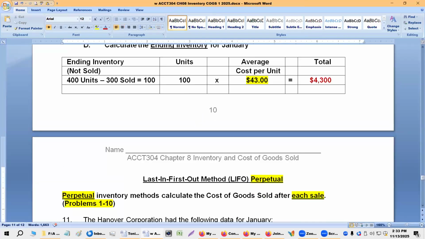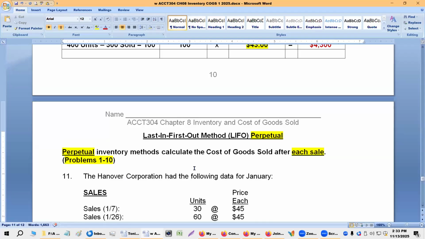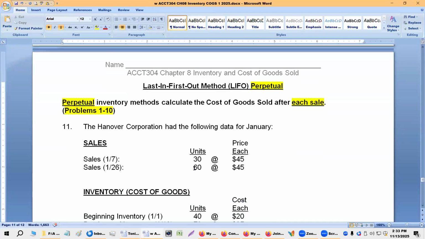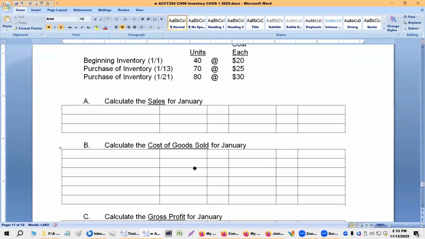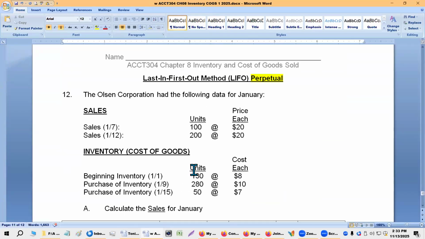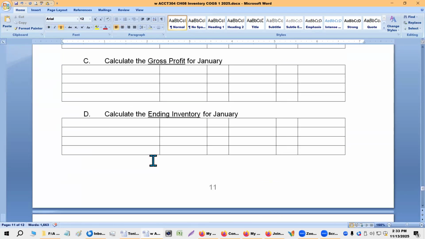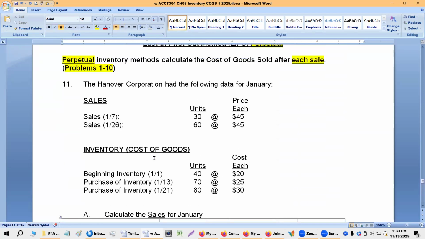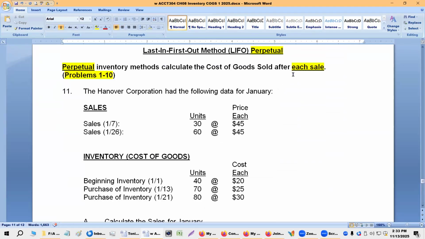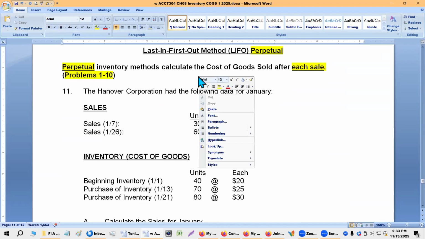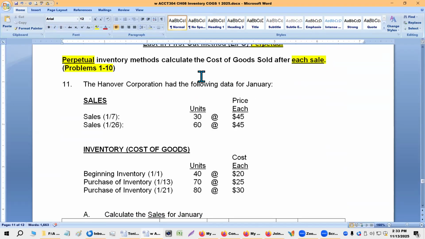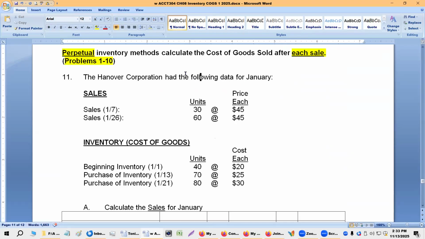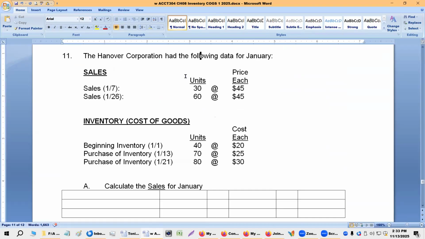Okay, now perpetual inventory. This one's fun. Perpetual inventory means that we calculate the cost of goods sold after each sale. So after each sale, we calculate what our cost of goods sold is at that period in time. Okay, so this can be a little bit tricky.